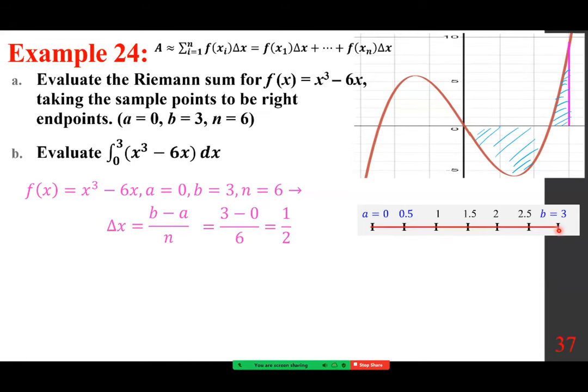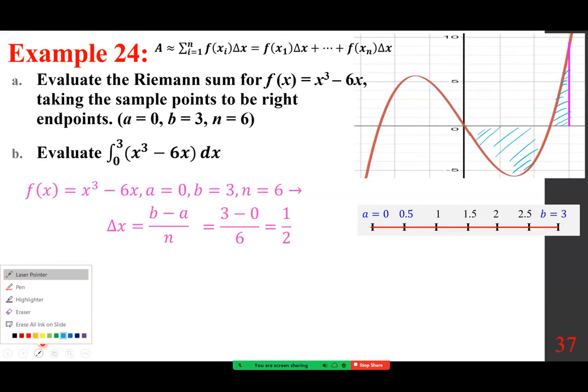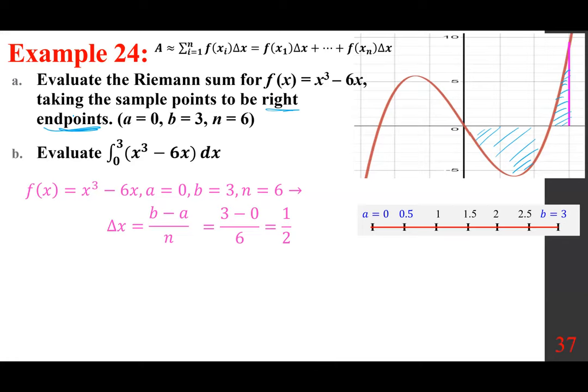Now, what do we want to use? We want to use the right endpoints, everybody. Since we want to use the right endpoints, ignore the first point. So basically, ignore this one. So we want all of those.